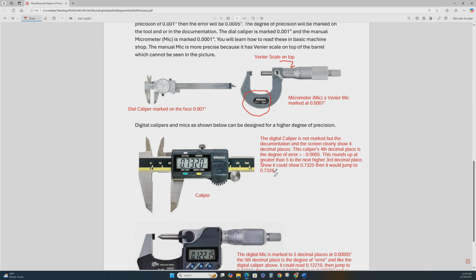I just screwed up. I can't believe this. It wouldn't jump to 6. Oh my God, I've got to redo this. Well, let's do something a little better. Oh my goodness gracious alive. Well, I can fix this, I think. Yeah, I can fix this. It would jump from 0.7325 to 0.7330. Oh my goodness, I can't believe I did this. Well, everybody makes mistakes, man. I should have had my wife look at this and proof it.